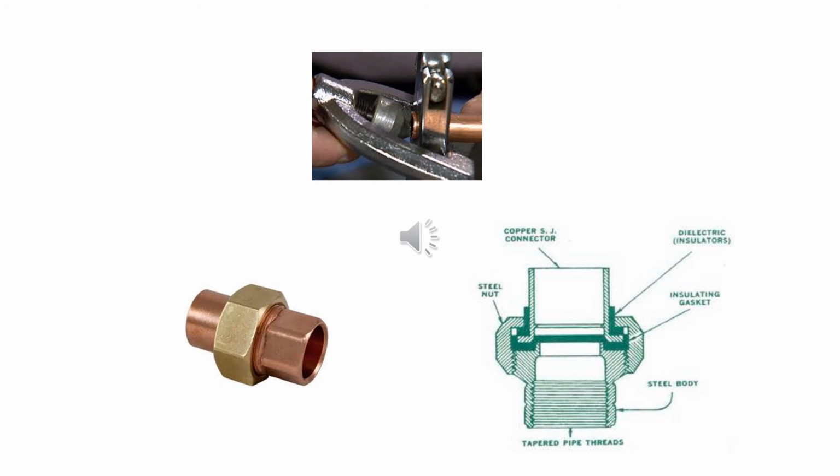To avoid this, you use a special coupling called a dielectric union. It's a coupling that acts as an electrical barrier between the two metals. One side is made of copper, the other steel. Between the two sides there is a non-conducting washer, usually made of rubber, which prevents the metals from interacting.